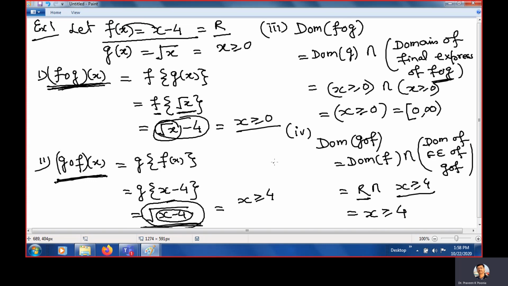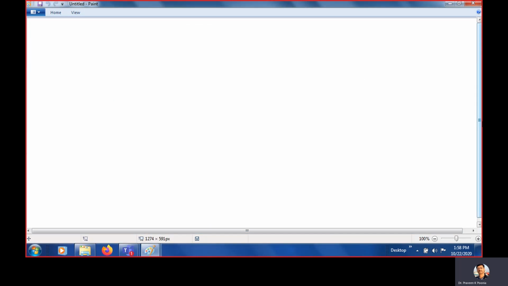So we have calculated 4 things for this question. What is F composition G? What is G composition F? What is the domain of F composition G? And what is the domain of G composition F? In the next slide, we will try to solve slightly different questions. We will study 3 examples here so that you can clear your doubts easily.